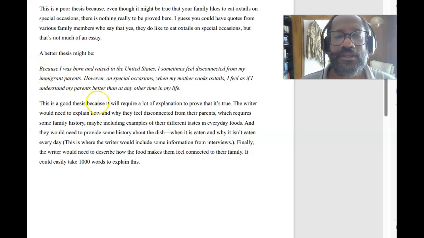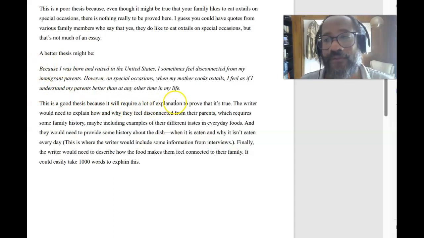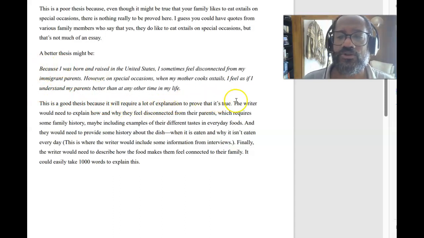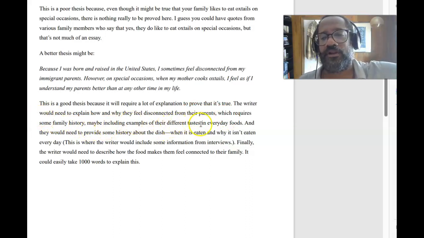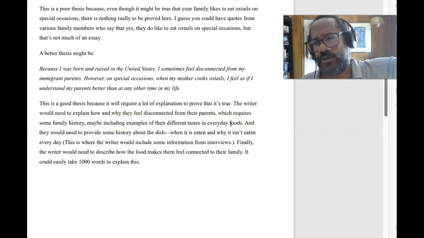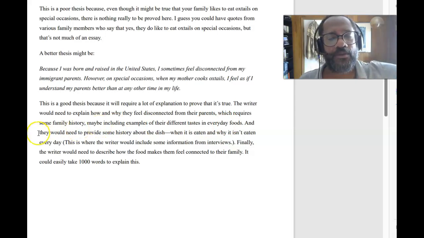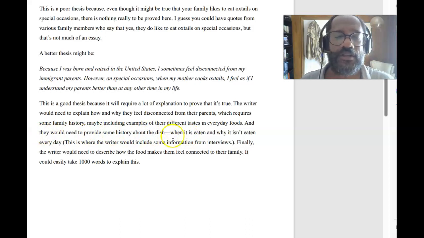So I say that's a good thesis because it will require a lot of explanation to prove that it's true, right? The writer would need to explain how and why they feel disconnected from their parents. So they would have to explain that, which requires some family history, maybe including examples of their different tastes in everyday food, right? They're always eating this other stuff, and I'd really just want hamburgers and pizza or whatever. So I don't know what's going on with them. But then we provide some history about the dish, when it is eaten, what those special occasions are, why it is eaten every day.